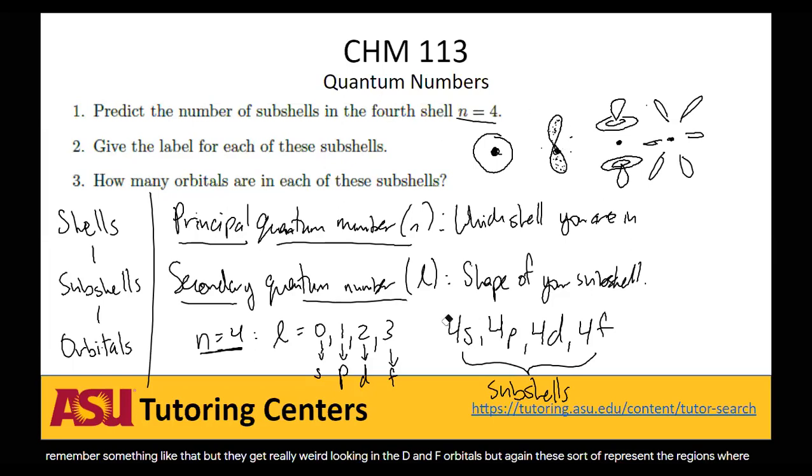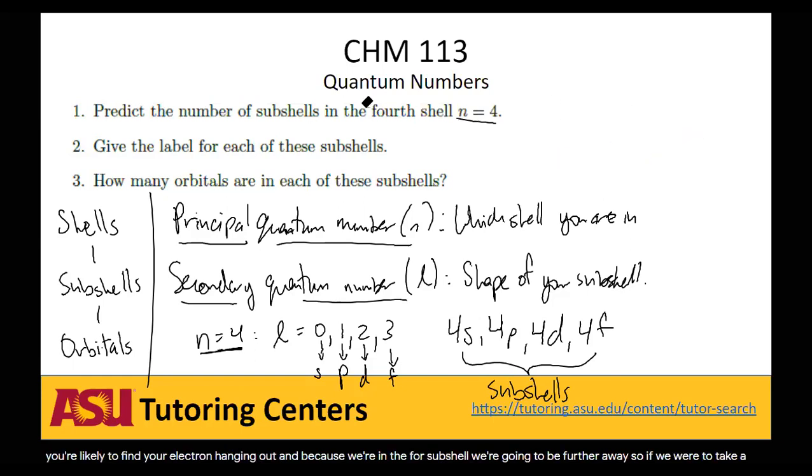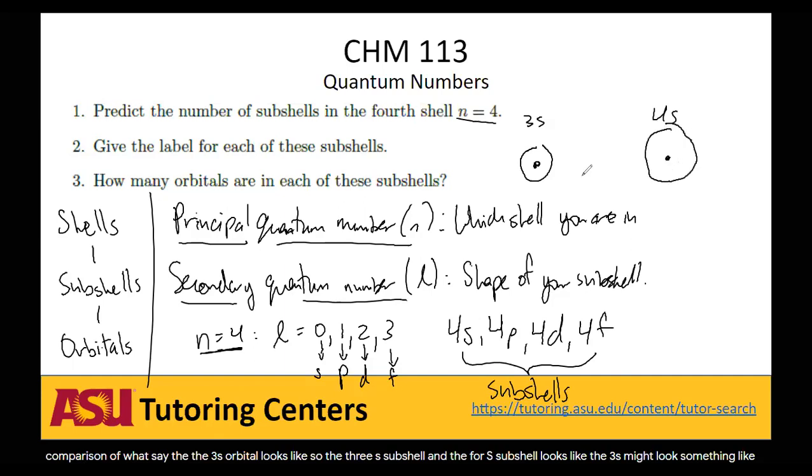And because we're in the 4 subshell, we're going to be further away. If we were to compare what the 3s subshell and the 4s subshell look like, the 3s might look something like this, whereas the 4s might look something like that. So it's bigger. As you increase your principal quantum number, you get further away from your nucleus. And again, don't think of this as you orbiting around. The electron is not orbiting around like Bohr thought. In reality, the electron can just appear anywhere within this region.